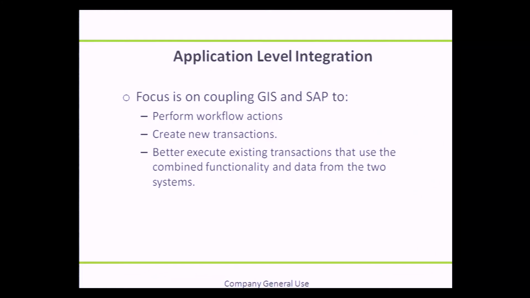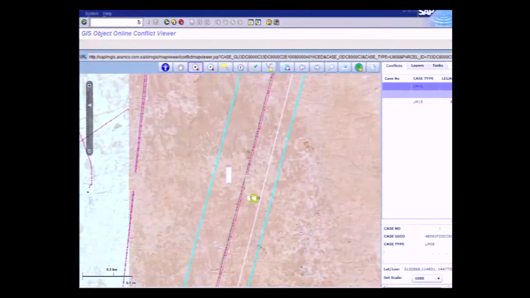The other level is what we call application level integration, where the focus is on coupling GIS and SAP to perform not only data interaction, but also workflow actions and create new transactions to better execute the business processes. A typical example of this level of integration is the land management solution. The land management solution is used currently by the Land Affairs Department to manage Saudi Aramco lands and reservations kingdom-wide.